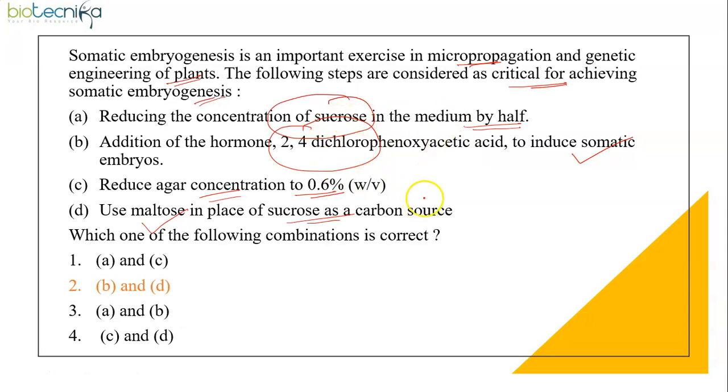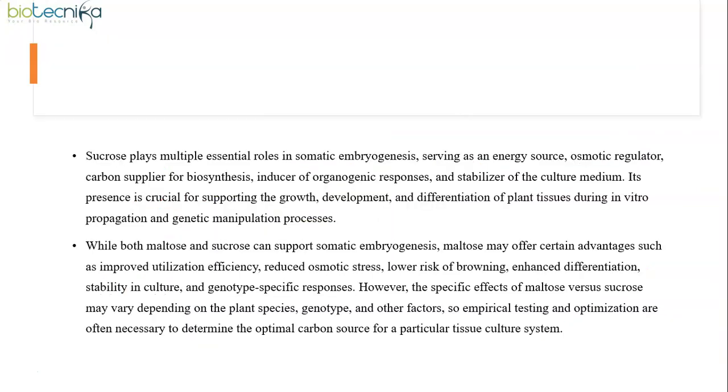2,4-D is an example of a synthetic hormone, a synthetic auxin. In conjugation with other plant growth regulators, it helps in somatic embryogenesis, specifically in the initial stage. Agar is required for support of growth, so if you are reducing the agar concentration, that support will be lost. Then coming to maltose, yes, maltose can be used in place of sucrose as a carbon source. Let's have a look into how and why.